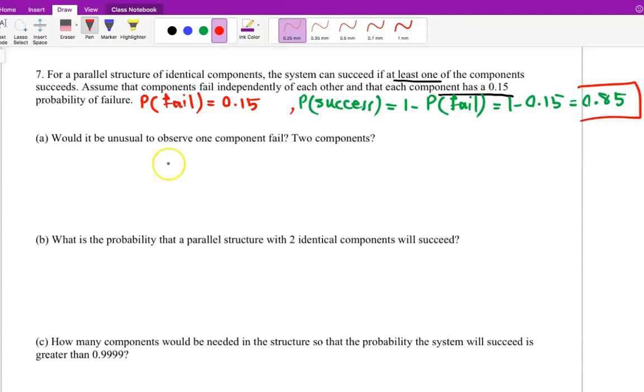Part A, would it be unusual to observe one component fail? 2 components. So the first one is one component. Finding the probability of failure. We already have that one is 0.15. It's asking if this one is unusual. Compare this with 5%. So this is not less than 5%, meaning that this is not unusual.